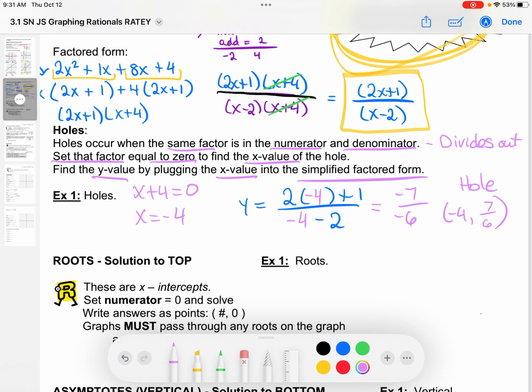So we took the x value we found from the factor, plugged it into the simplified factored form to find that y value. So we found the first thing we needed. Our hole is at negative 4, 7 over 6.